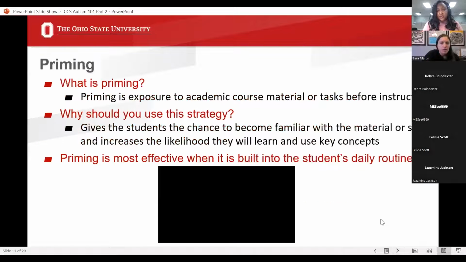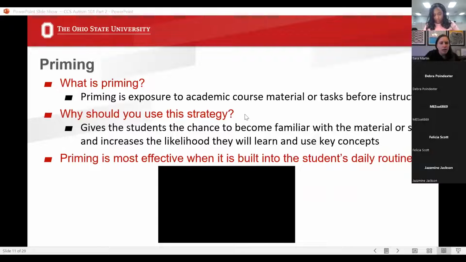This is Red. So, priming. On the previous slide, we talked a little bit about priming, and I wanted to go through that in more detail. So first of all, what is priming? Priming is exposure to academic course material or tasks before instruction. Like you saw, the teacher was going through what they were expecting for the day. That would be an example of priming. It's a fancy word for preparing.